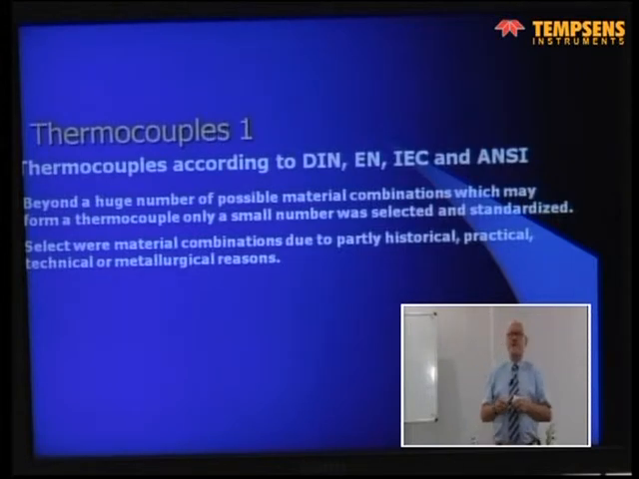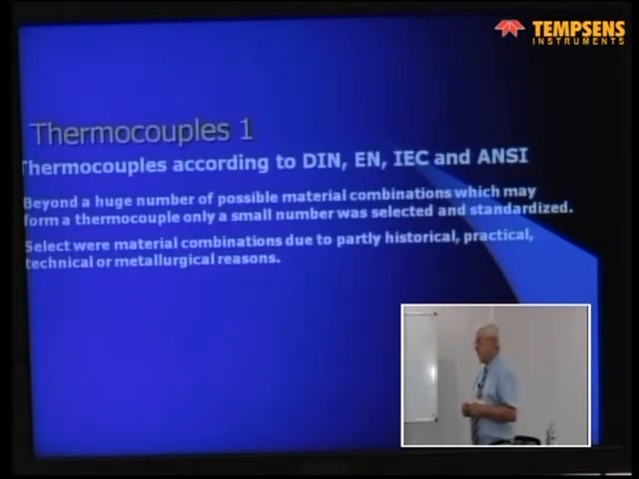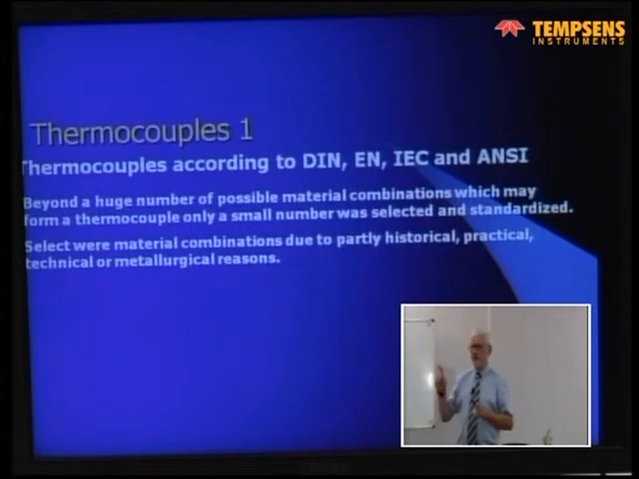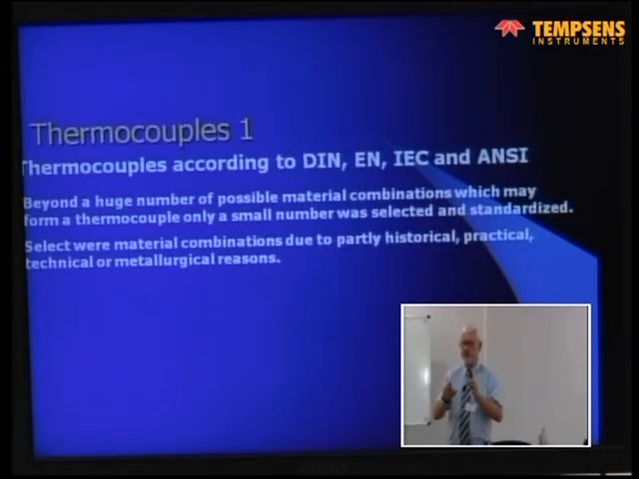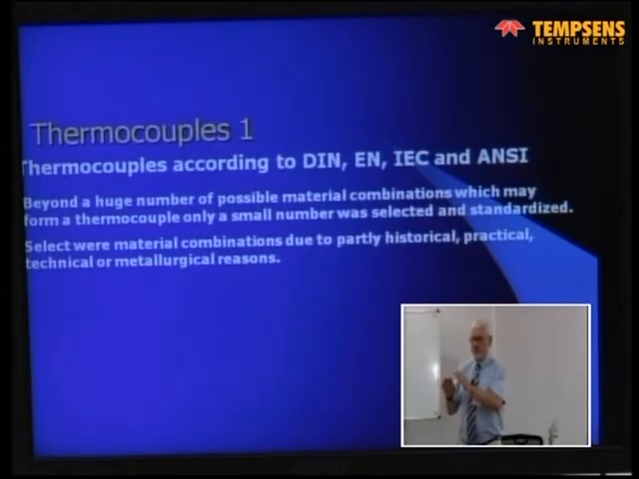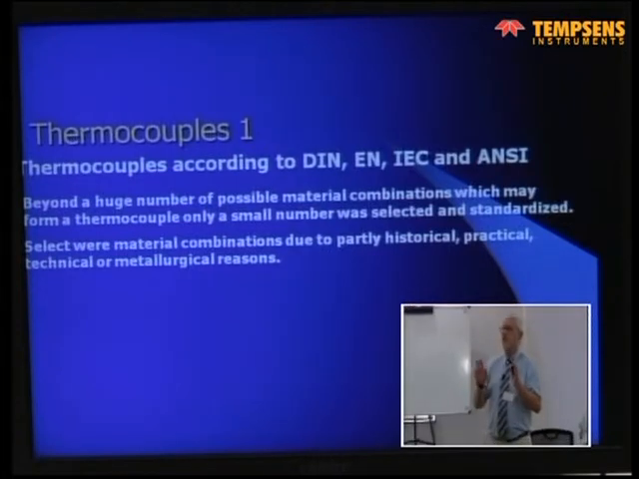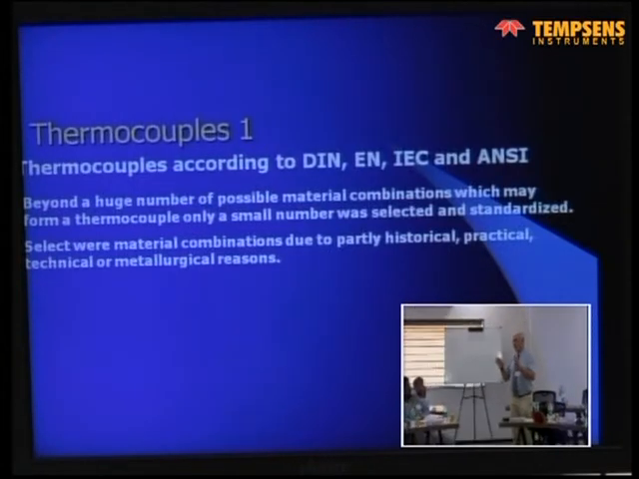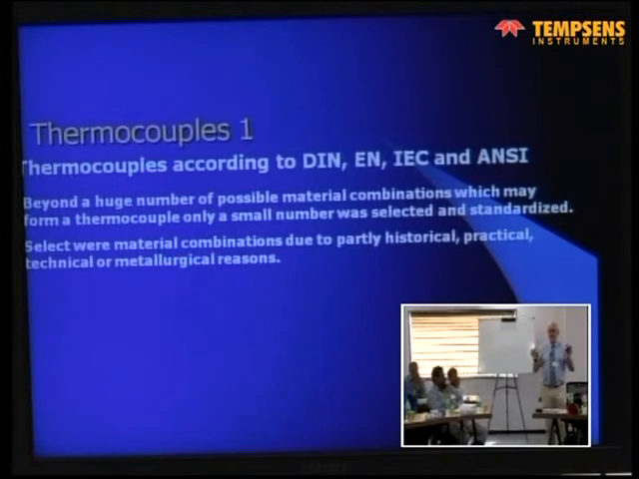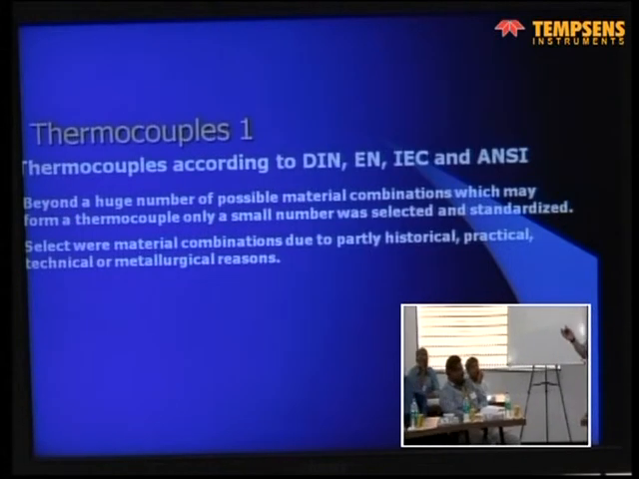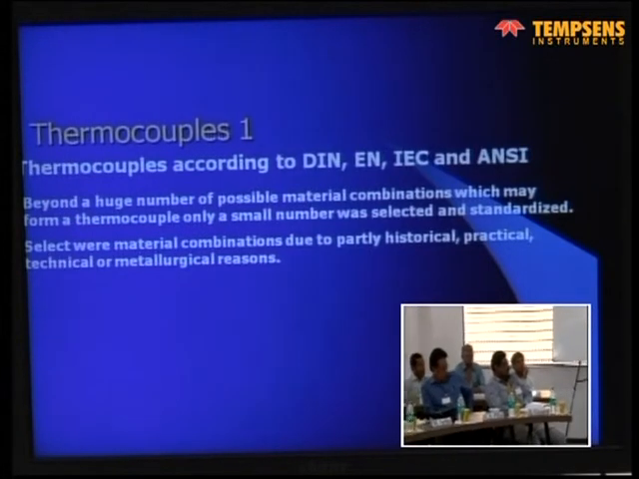And selected were material combinations due to partly historical, practical, technical, or metallurgical reasons. Beyond the non-noble metal thermocouples, only one was developed by using special combinations and alloys. Only one, type N. All others were standardized because they were still existing and widely used.